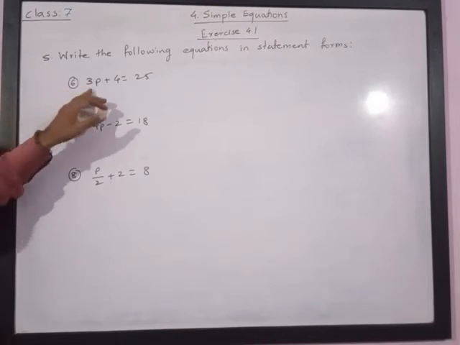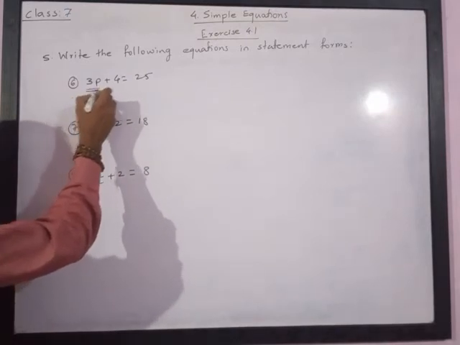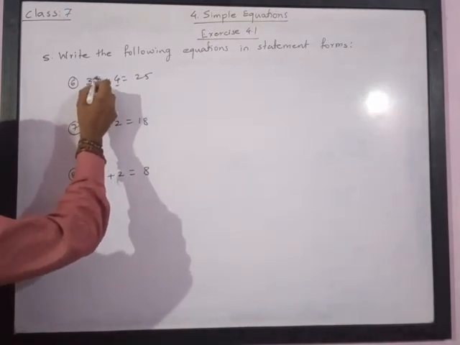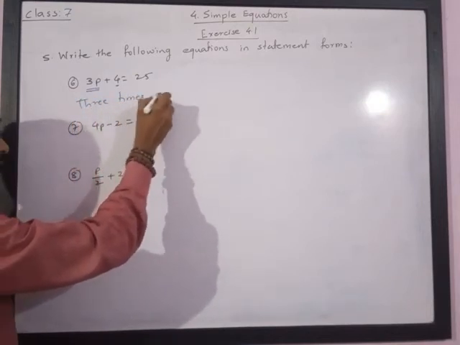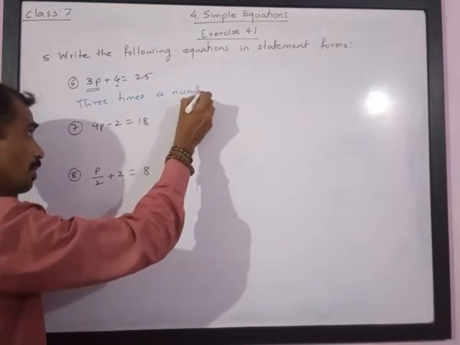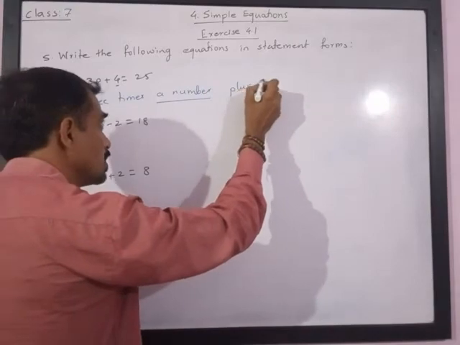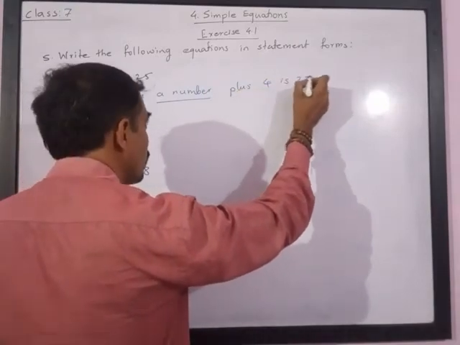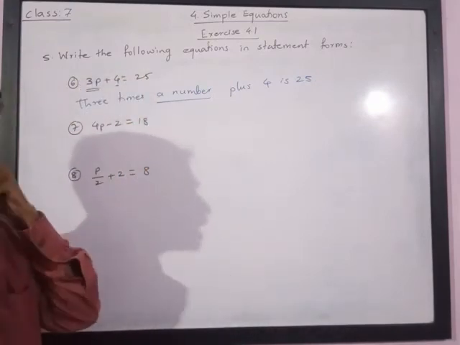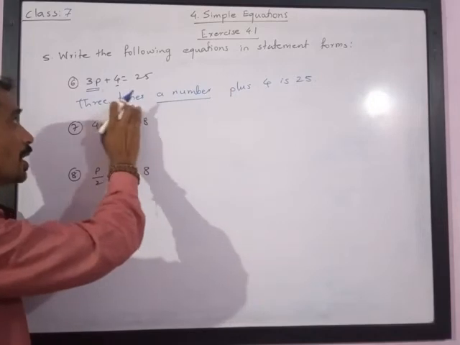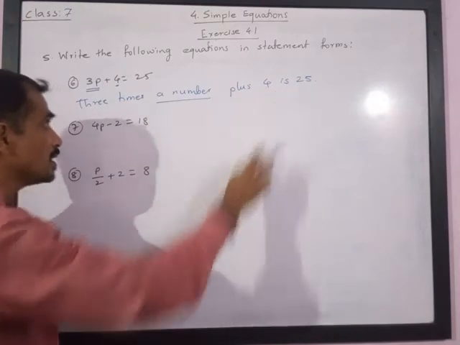Next, sixth is 3p plus 4 is equal to 25. Here, understand, 3 times a number plus 4. 3 times p, or you can say 3 times the number also. When we say a number, it is a variable. So 3 times a number plus 4 is 25. There are different ways to write the same equation in different statements, but they mean one and the same. So one of the statements is 3 times a number plus 4 is 25.